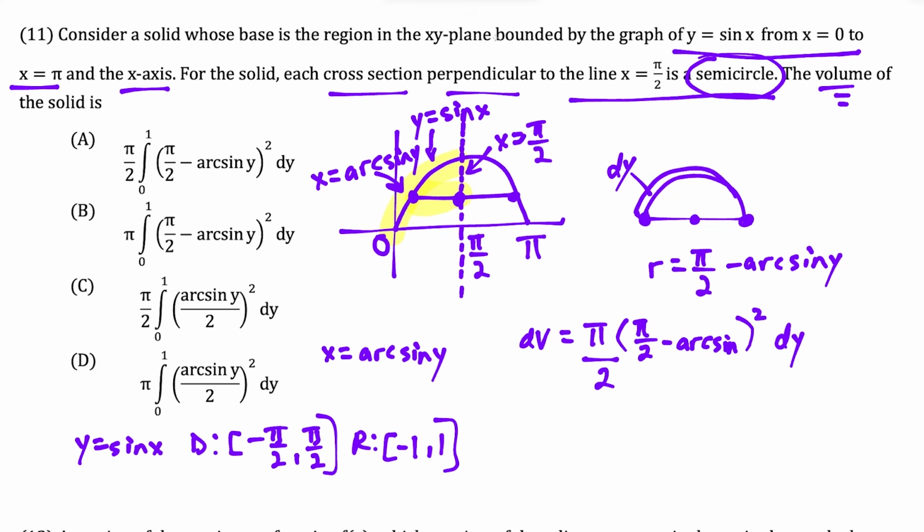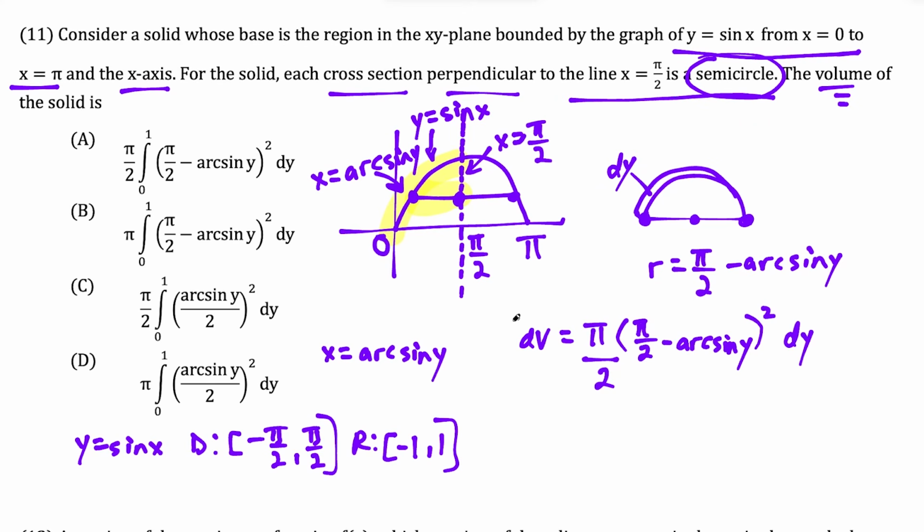Let's give ourselves a little bit of space. This is going on the inside. All right, so we have arc sine y on the inside like this. So this is just the volume of one slice. The volume of the entire solid, we just have to think about the limits, but since our integrand is going to be in terms of y, our limits have to be in terms of y.